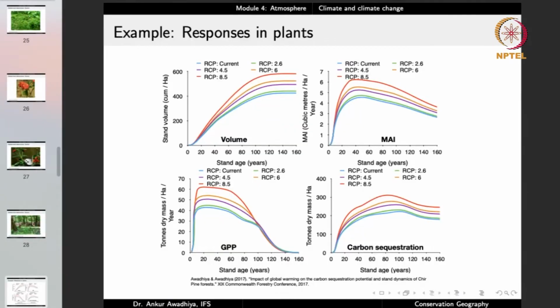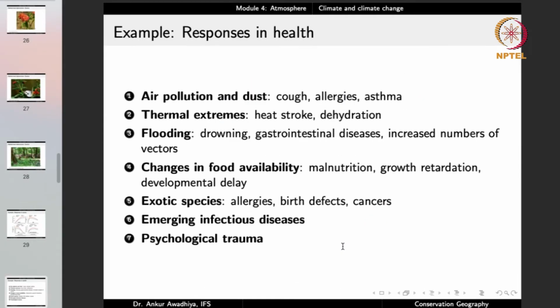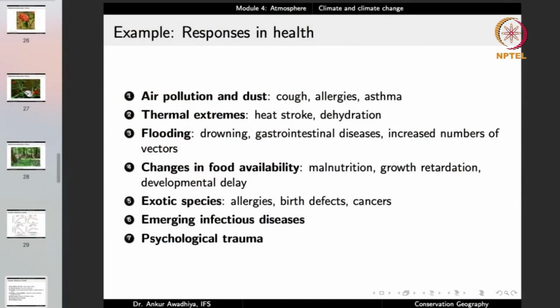We are finding responses in plants. When the temperatures go up, when the carbon dioxide goes up, we find changes in volume, mean annual increment, gross primary productivity, and carbon sequestration potential of different plant species. We are observing changes in the health of different animals. Air pollution and dust that is being generated because the areas are getting more and more dry are leading to things like cough, allergies, and asthma in different organisms. Thermal extremes, that is an excess of temperature, is leading to heat stroke and dehydration even in wildlife. So these are again pushing our wild species towards extinction. They are stressing these species.